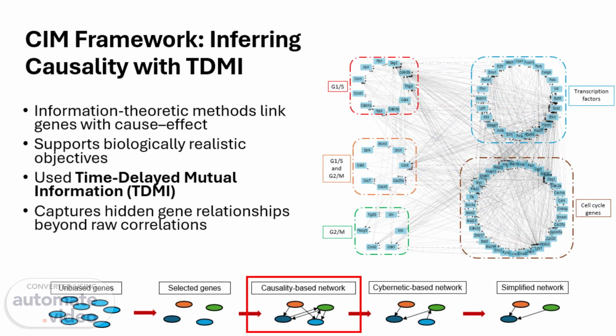Moving beyond simple correlations, our CIM framework uses information-theoretic methods to link genes with cause-effect relationships. This supports biologically realistic objectives by understanding regulatory logic, not just expression. Specifically, we applied time-delayed mutual information, TDMI. TDMI is critical because it helps capture hidden gene relationships beyond raw correlations, providing a more accurate picture of gene regulation. The diagram illustrates how these causal links form the basis of our network.